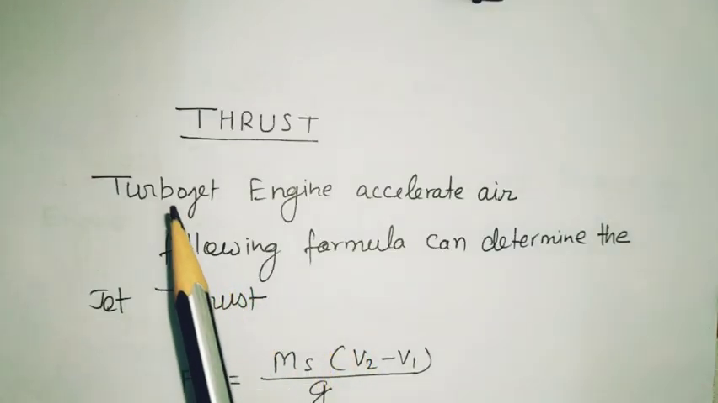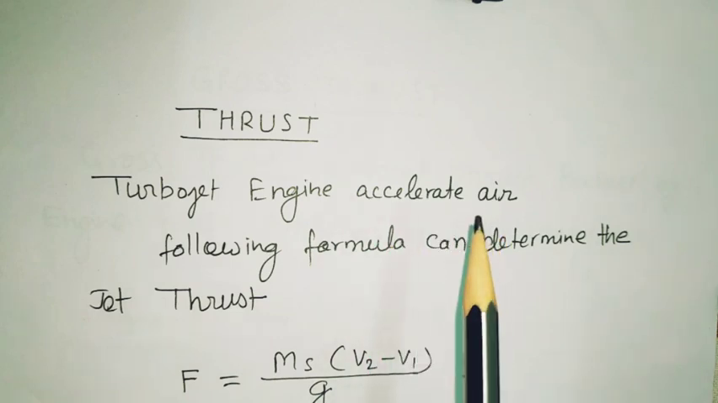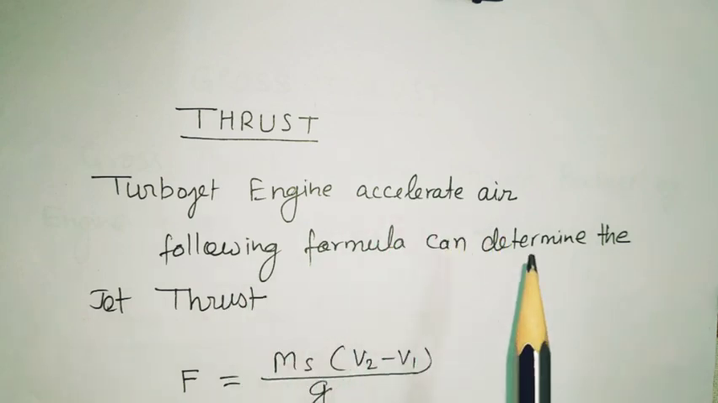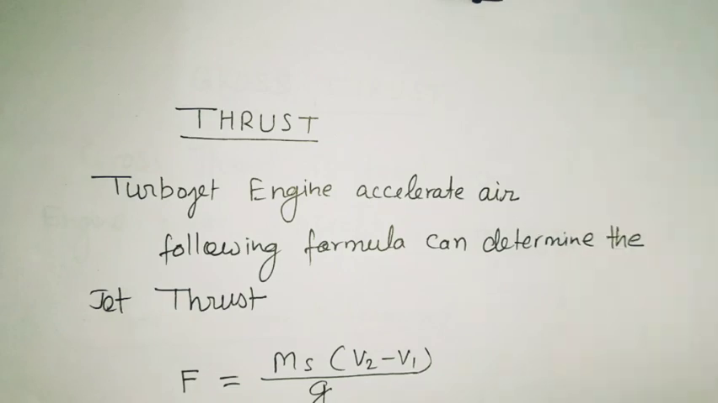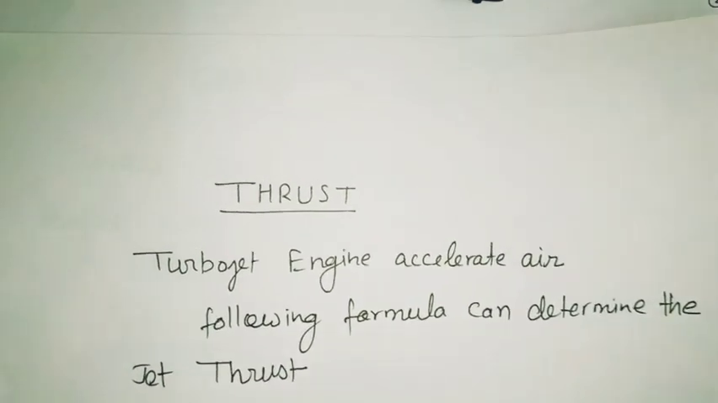Thrust. A turbojet engine accelerates air. The following formula can be used to determine jet thrust. That is F is equal to Ms (V2 minus V1) upon G. Ms means mass of airflow flowing through the engine, V2 means jet velocity, V1 is inlet velocity, and G is gravitational acceleration. So this is your thrust.